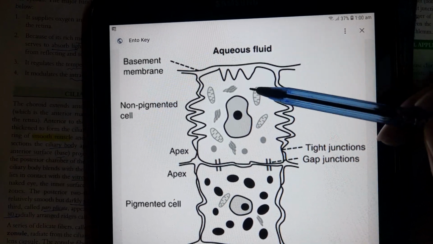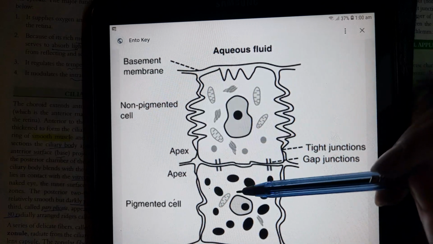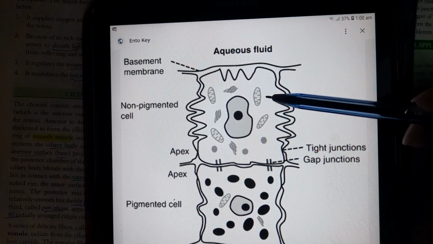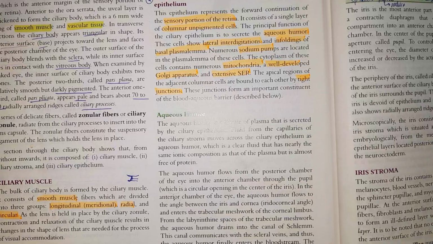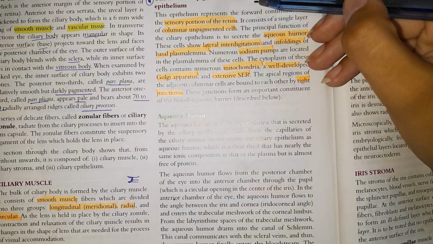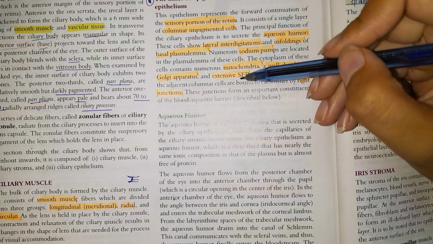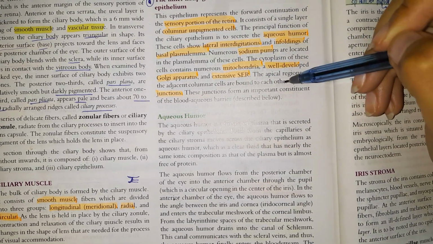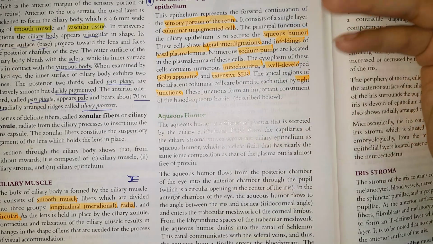Then the pigmented cells are cuboidal in shape, whereas these cells are tall columnar in shape. Now, one thing about these inner non-pigmented cells is the junctions that they have within them. The tight junctions are important because they make the blood aqueous barrier of the eye.